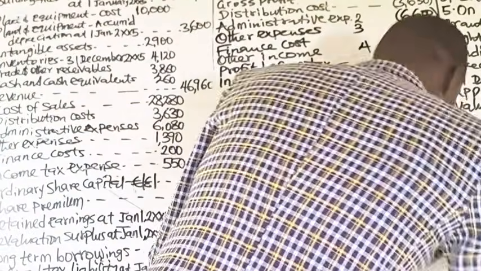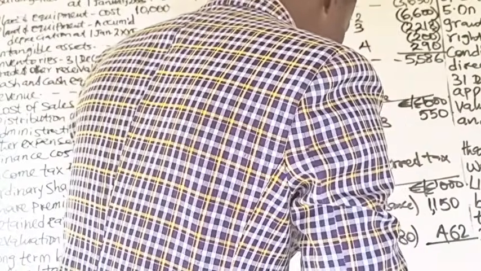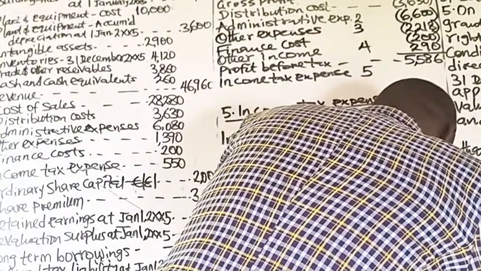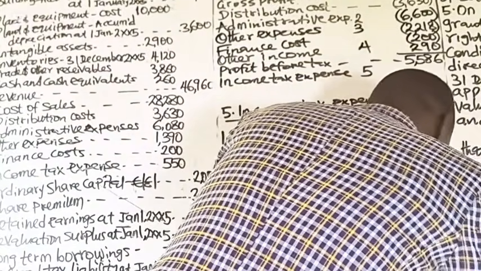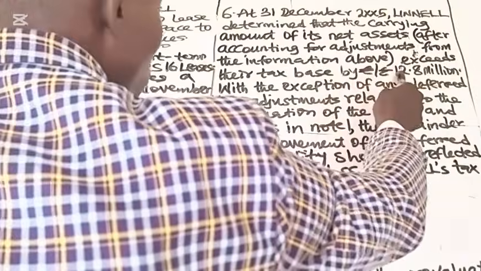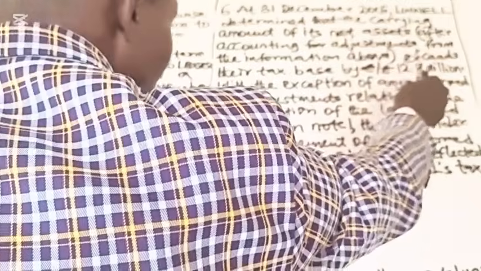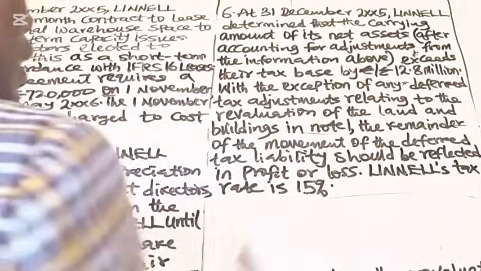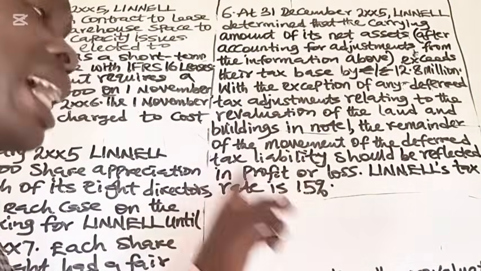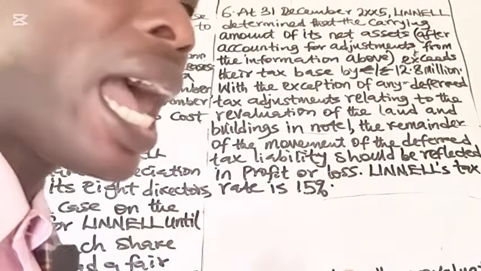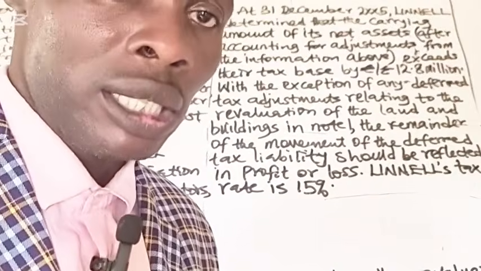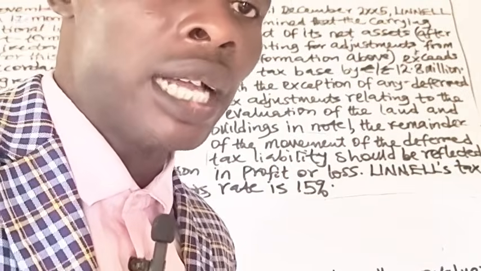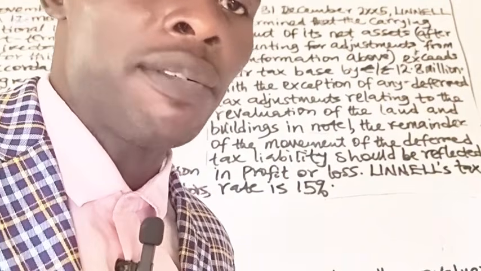If you now add it to 1150, then it increases to 1612. At the year end, you are given the temporary difference of 12.8 million, the amount by which the carrying amount exceeds the tax base, and the tax rate of 15%. If you apply 15% of 12.8 million, that will give you the deferred tax at the year end. And that deferred tax at the year end is the amount that will be recognized in the statement of financial position under the non-current liability as deferred tax.